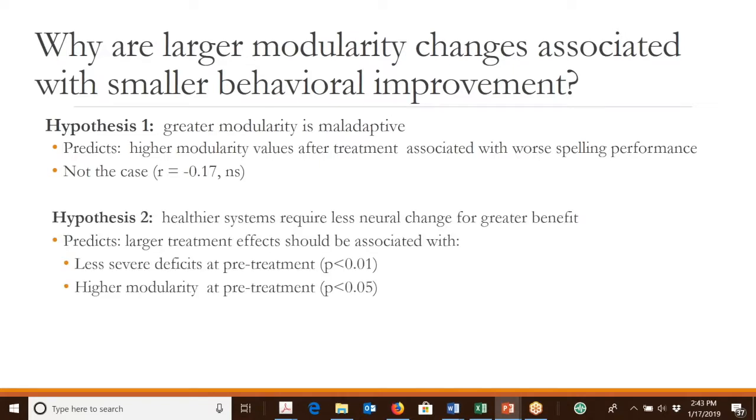A hypothesis that we are proposing is that, in fact, healthier systems require less neural change for greater benefits. So if your system is healthier to begin with, you have higher modularity, higher local integration to begin with, small adjustments to that may produce large behavioral benefits. If you have a more damaged system, your system may be changing a lot, but it's going to require much more change to accomplish even more modest behavioral improvements. And this hypothesis predicts that we would expect to find that larger treatment effects, those who are improving the most, should actually have had less severe deficits at pretreatment, which we find, and that those who improve the most should have had higher modularity at pretreatment, which we also find.